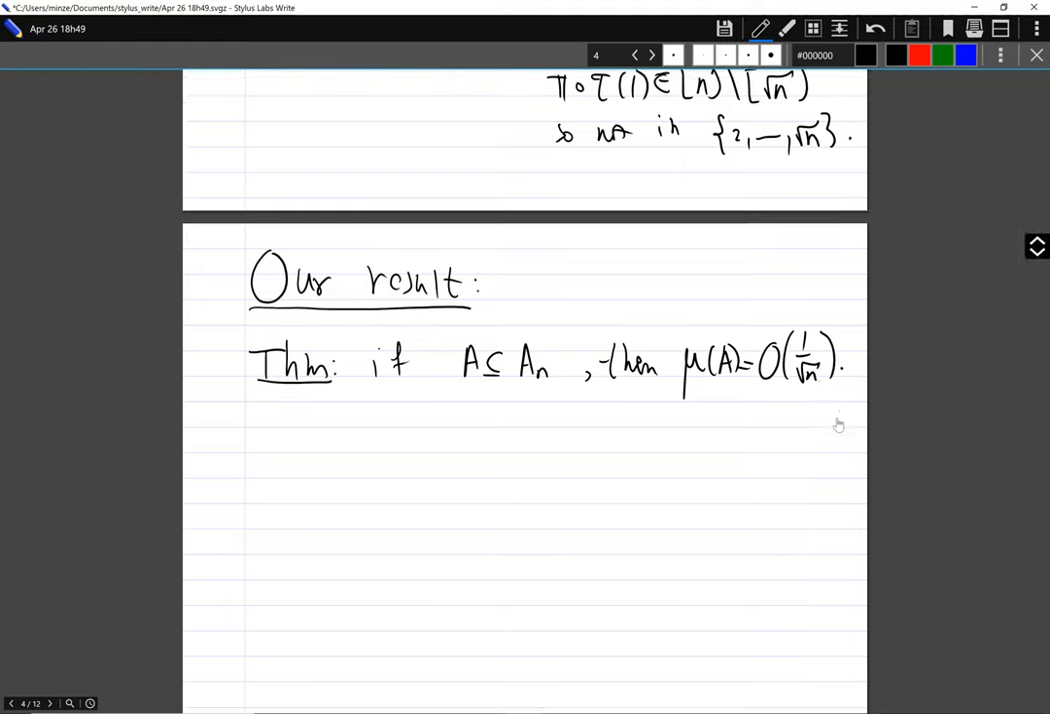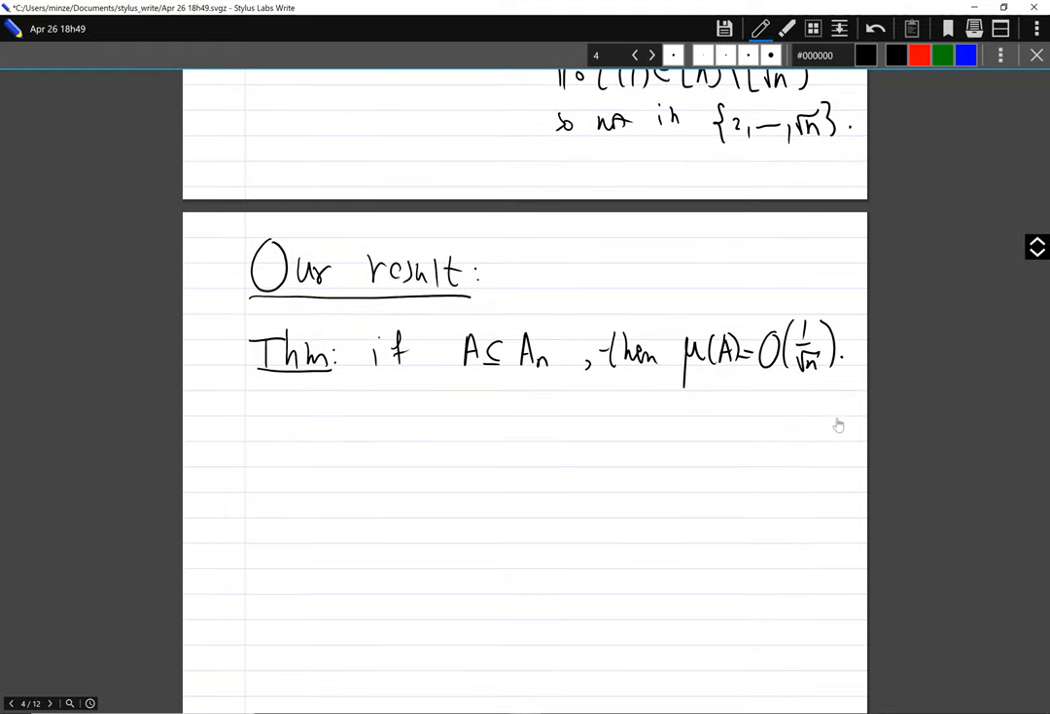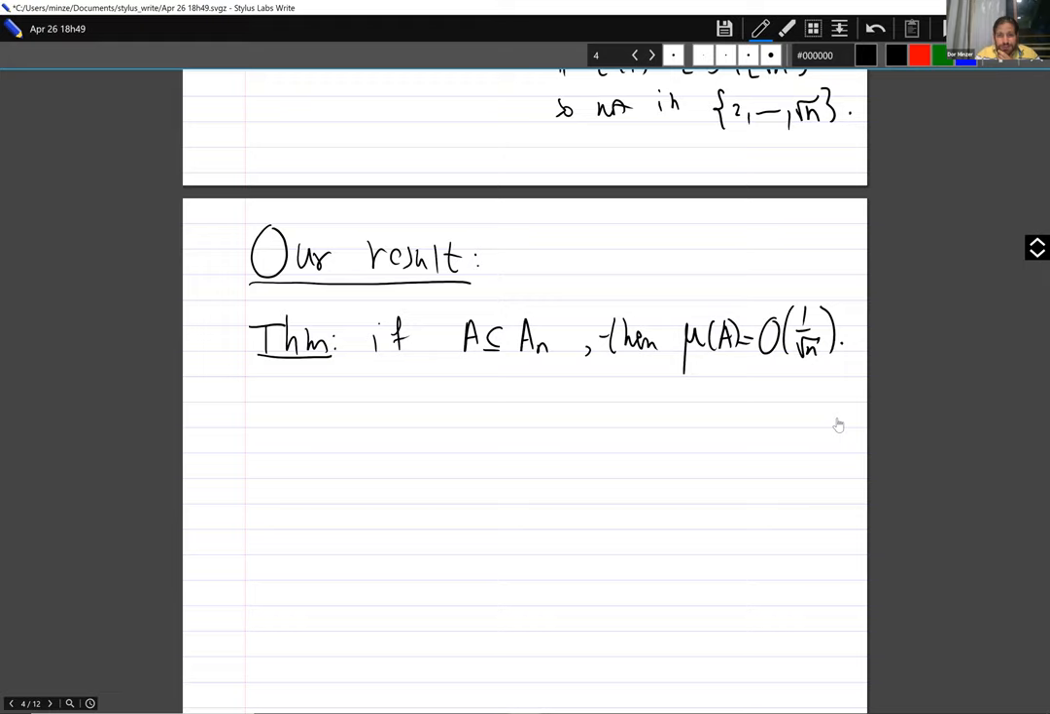Can you get a sharp constant instead of the big O there? So that's a good question. This is something that we are still trying to figure out. There are a few things that I can tell you for sure.